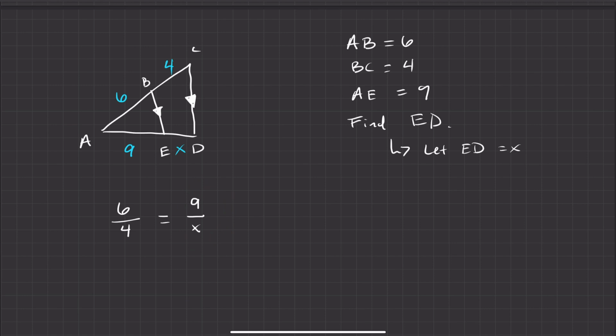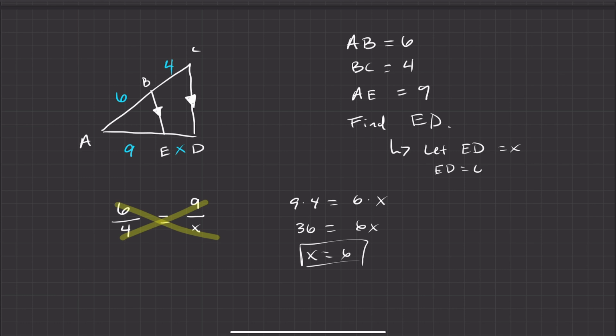Now you can see that we have two ratios that equal to each other, so that means you're dealing with the proportion. So 9 times 4 equals 6 times x, so that's 36 equals 6x, x is equal to 6. So that means that ED is 6. That is how long ED is, so that's 6, okay?